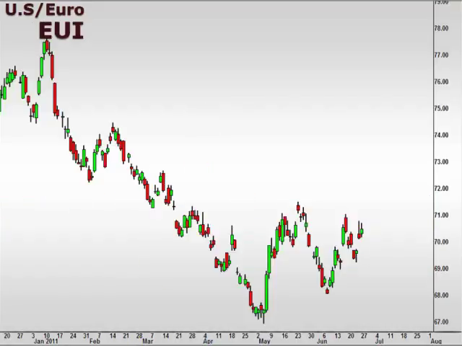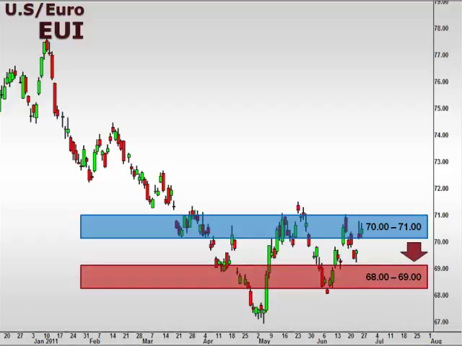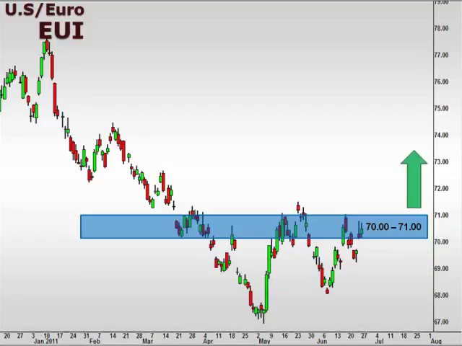Let's take a look at the EUI, the U.S. versus the Euro. Now we can see that the EUI continues to meet with resistance at the 70-71 focal zone. A break below 70 is likely to drop down to test the 69 level. A break above 71 opens the window for a bigger picture move to the upside.